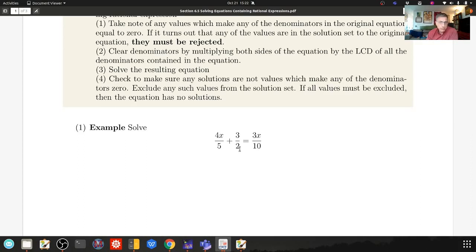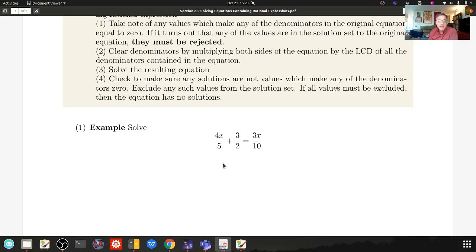The first thing, I actually mention this twice because it's important, so I mention it both first and the very last thing. Take note of any values which make any of the denominators in the original equation equal to 0. Whatever values those are, they have to be excluded from any resulting solution set. So if the rational equation has any polynomial of degree 1 or higher, that means there's an x term, then you set each denominator equal to 0 and solve for x, and those values will be rejected. There isn't any in our very first example.